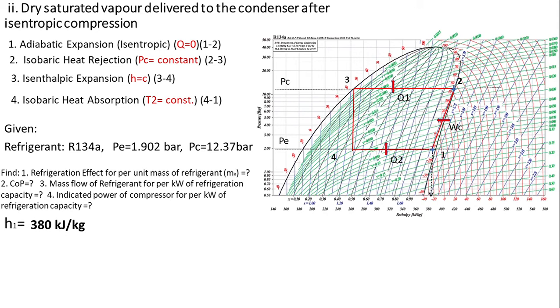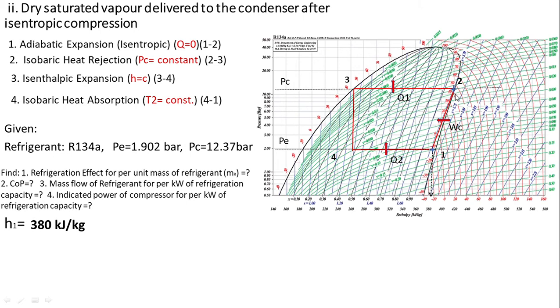Okay, so these are approximate values, not correct values. If it is tables, then you can say that it is correct value, but from a chart you will get approximate values, so you can write it like this also, 380. Now H2. For H2 you have to see the enthalpy of point 2.